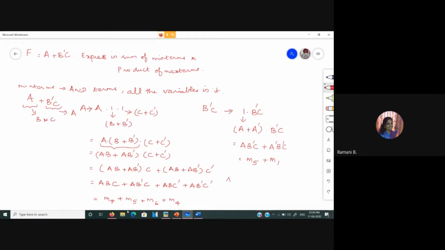Now writing for the entire expression, you are going to have a plus b bar c is equal to ABC plus AB bar C plus ABC bar plus AB bar C bar plus A B bar C plus A bar B bar C. These four terms were with respect to this A, and these two terms are with respect to this B bar C. So here in this expression, this AB bar C and this AB bar C are repetitive ones, right?